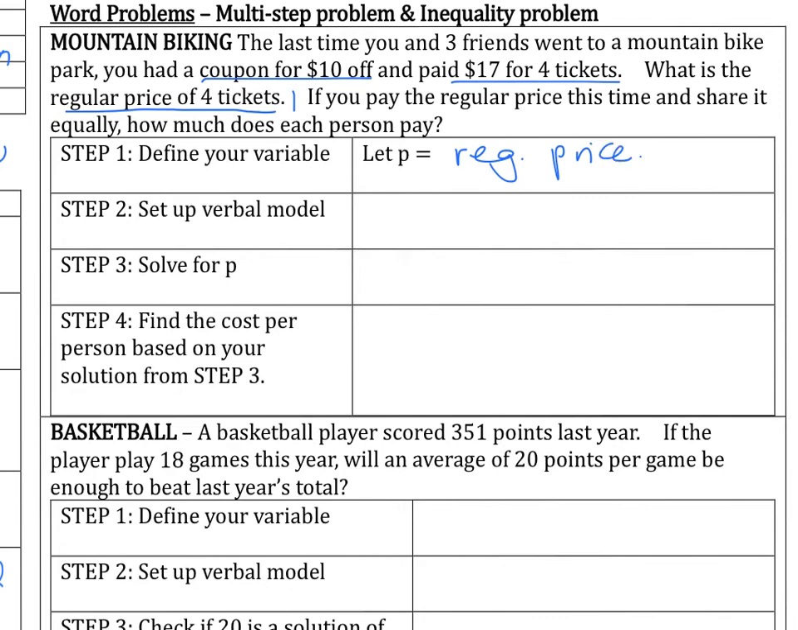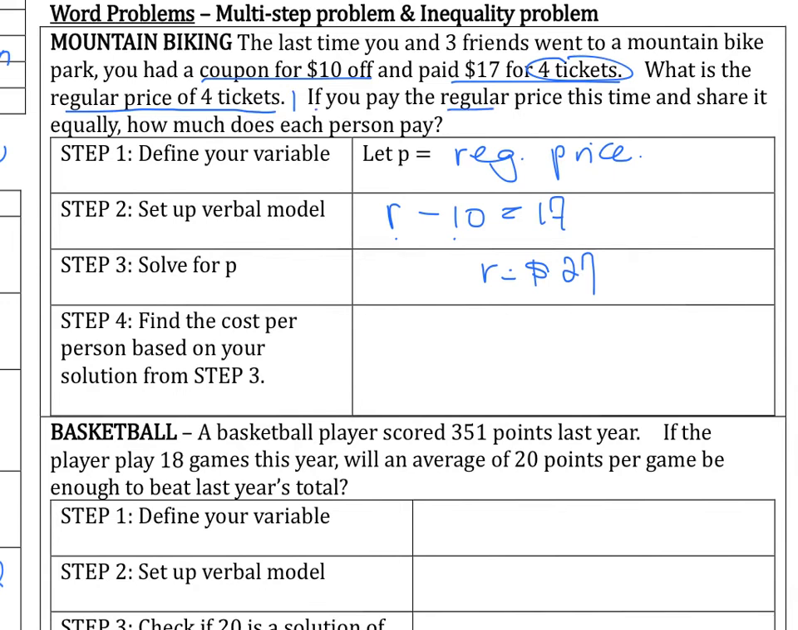So I want to know what it costs without the coupon. So I could do R subtract 10. So R is the original price, and after I take off $10, I paid $17 for all 4 tickets. So solving for R, I get 27. And then now I want to keep reading.